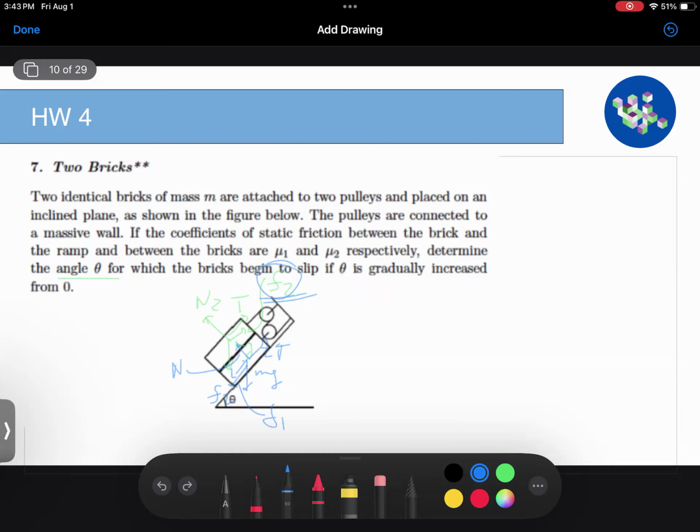So let's look at the top block, okay? Let me draw a magnified picture. You have the ramp over here, and your two blocks, the top block and the bottom block. On the top block, you have a gravity force downwards, you have the normal force, and you also have a tension force that points to the right.